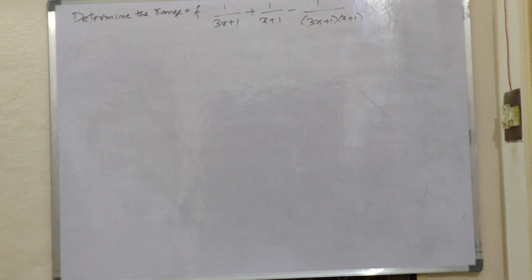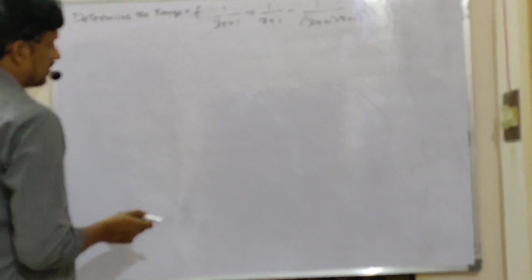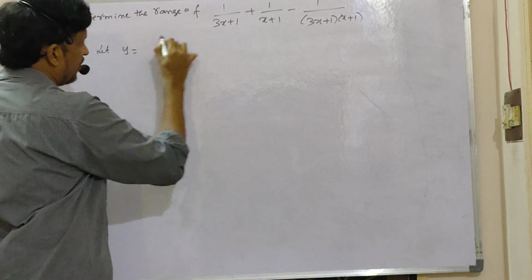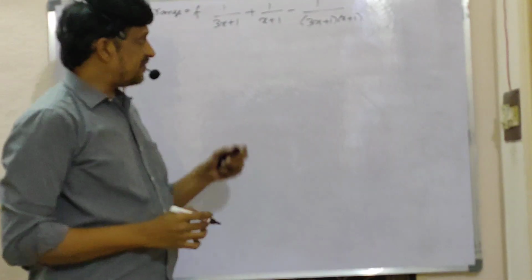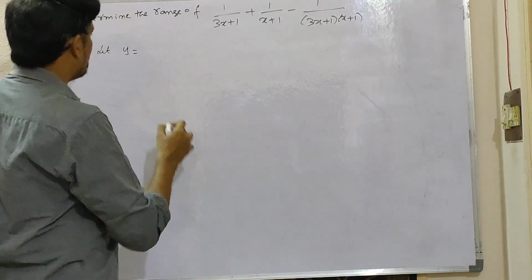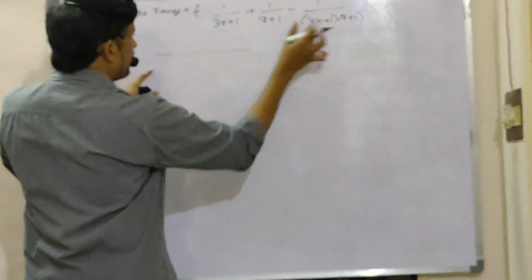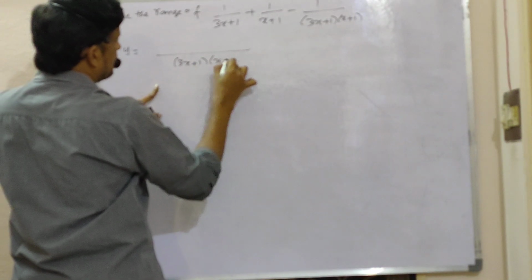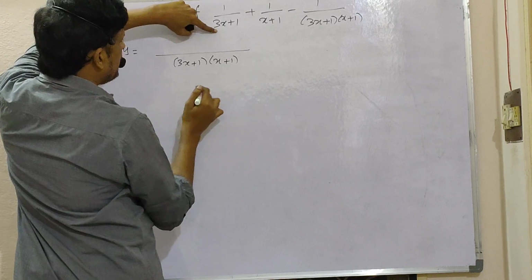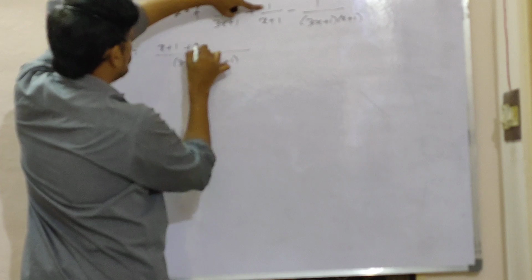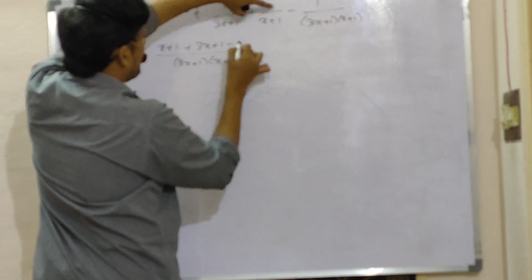Here, let y be the given expression, but it is not in simplified form. Just by taking the LCM, you will get the required simplified form. The LCM is the product of these two, (3x+1)(x+1). Since 3x+1 is given, multiply with x+1. Since x+1 is given, multiply with 3x+1. The last term is minus 1.